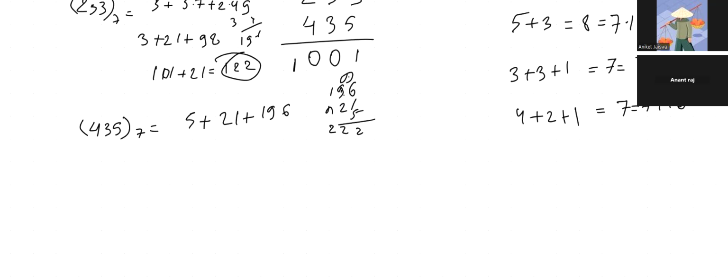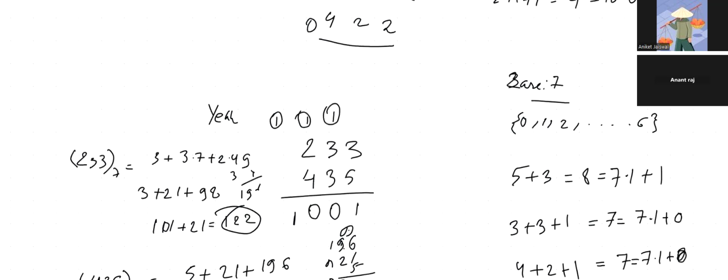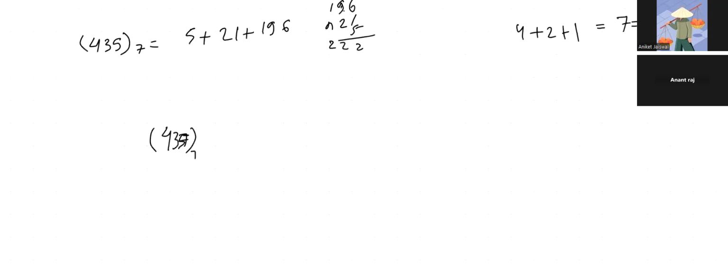435 in base 7. Here the base is 7 and n is 3. So we write 4 into the base to the power n minus 1, which is 3 minus 1, which is 2. You just start from backwards, that's simpler. 5 into 7 power 0 plus 3 into 7 power 1 plus 4 into 7 power 2. It just goes 0, 1 and 2.